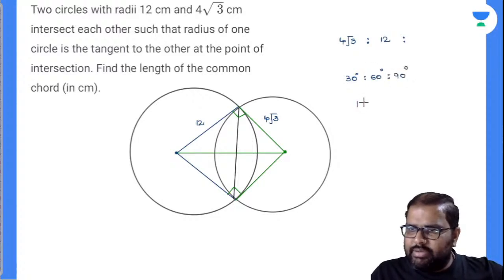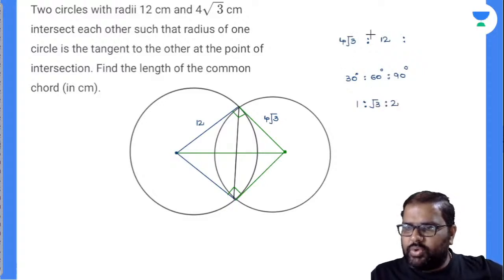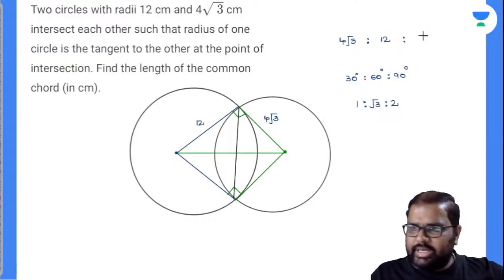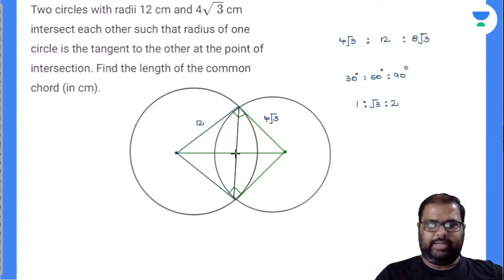So the sides will be in the ratio of 1:√3:2. Now one part value is 4 root 3. Root 3 will be 4 root 3 into root 3, 12, and 2 will be 4 root 3 into 2. So this will be how much? 8 root 3. Am I right or wrong? Yes, perfectly. So this value will be 8 root 3.